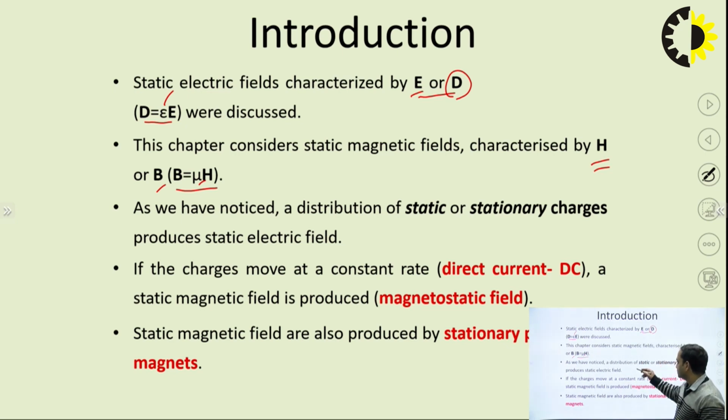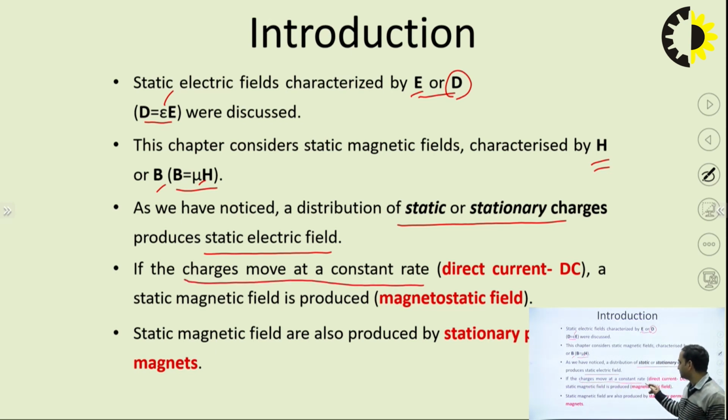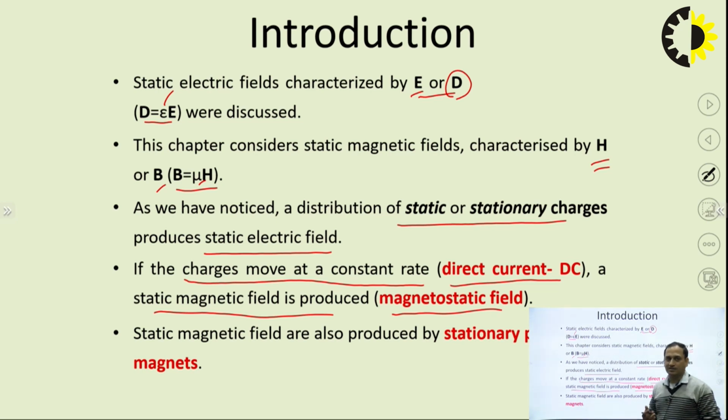The static electric field is produced by the distribution of static, stationary charges. In the magnetic field, we have charges which move at a constant rate, direct current or DC, and this produces the magnetostatic field. When charges are stationary, an electric field appears; when charges are moving, a magnetic field is generated. Static magnetic fields are also produced by stationary permanent magnets.